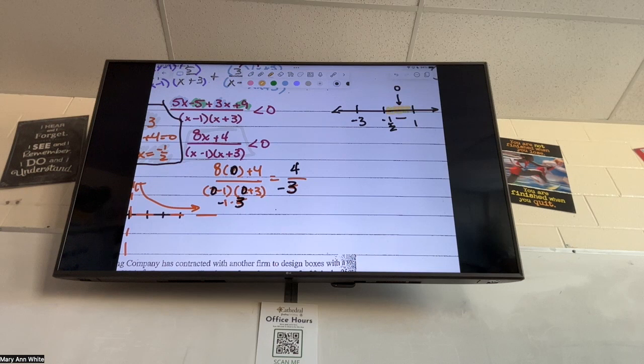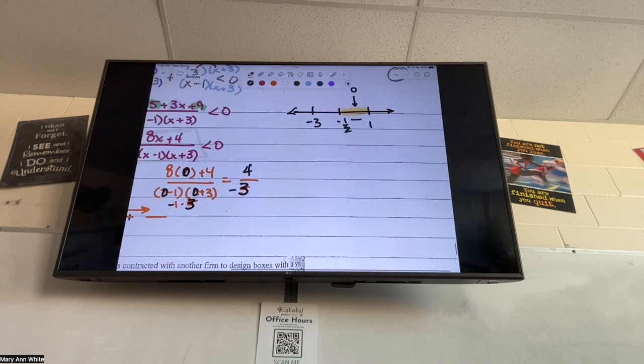So if this interval is negative, the intervals next to it are both going to be positive. So the interval from 1 to infinity is going to be positive, which is what we just proved when we plugged 2 in. I'm going the other way. The interval from -3 to -1 is also positive. And then we have to alternate back. This last interval is going to be negative. These are positive. That's negative.